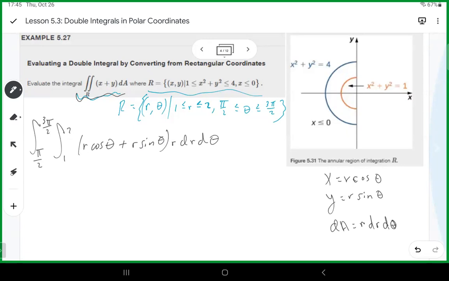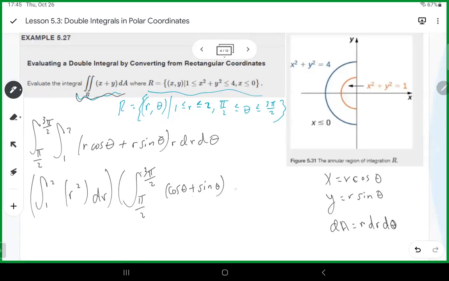And then what you can actually do here is you can split them. You'll end up with the integral from 1 to 2 of r squared dr times the integral from pi over 2 to 3 pi over 2 of cosine theta plus sine theta d theta. And then if you do each one, you end up with r cubed over 3 from 1 to 2, and then sine theta minus cosine theta from pi over 2 to 3 pi over 2, which is going to equal negative 14 over 3.